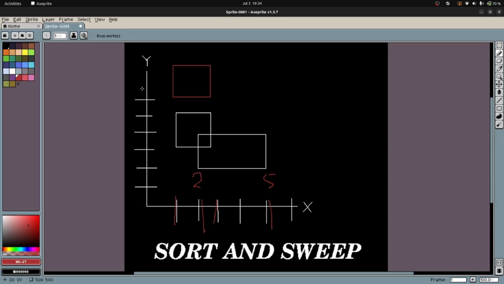We would have to go over to the y-axis as well, and we would say, hey, this one's at, oh dear heavens, 1, 2, 3, 4, 5. And 3, and this next one is at 2 and 4, so they're intersecting there. So these two have been proven mathematically that they are colliding.